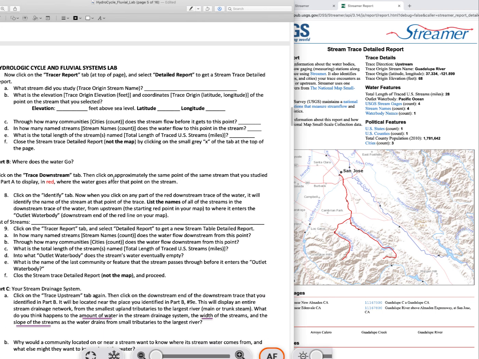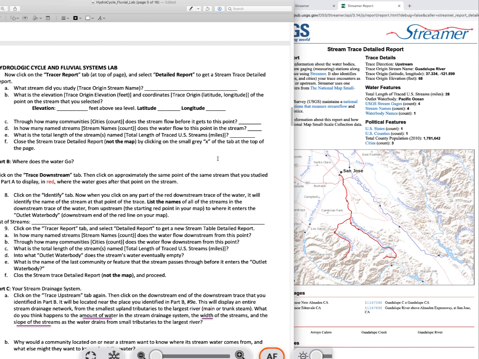And then through how many communities does the stream flow before it gets to this point? And that should be the cities count here. So there's 3 cities, right? So you'd put that there, cities count, right? How many named streams does water flow to this point? And so that's a streams count. So do we have that in here? So cities count, streams names, 4. There are 4 that are named before it enters the Guadalupe River.